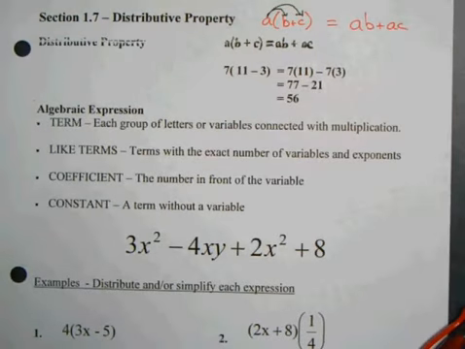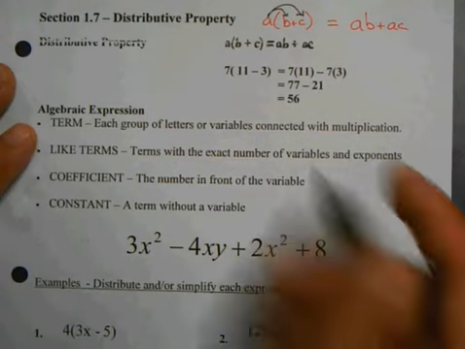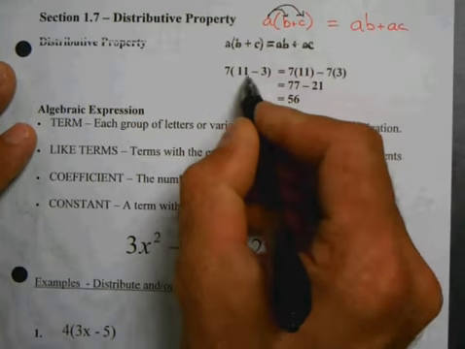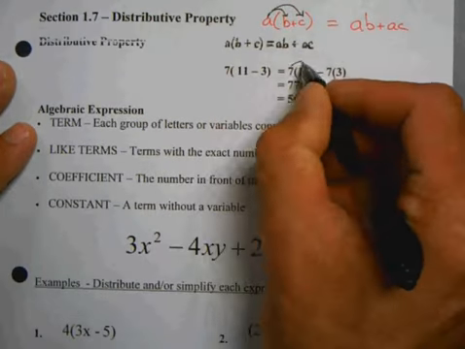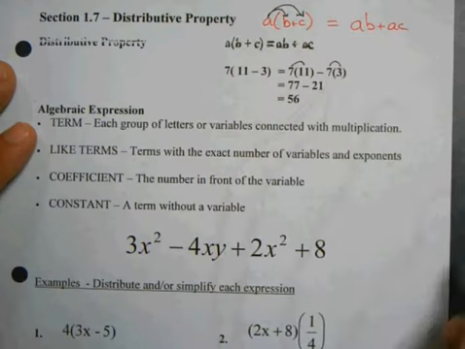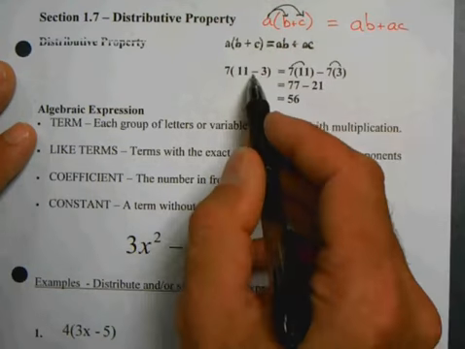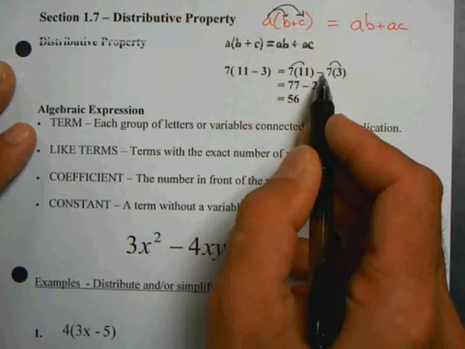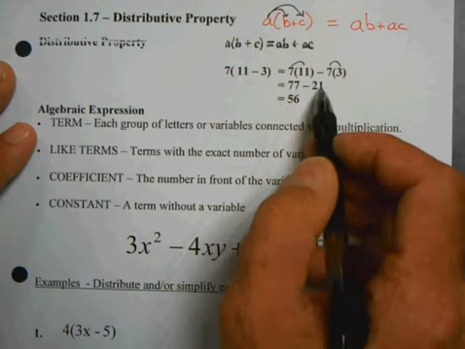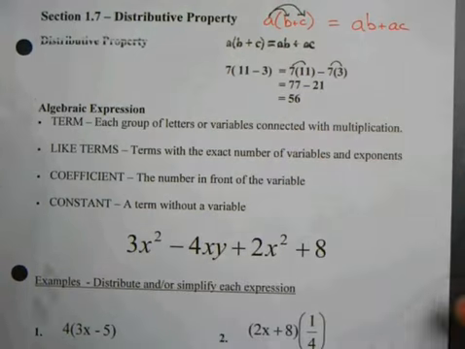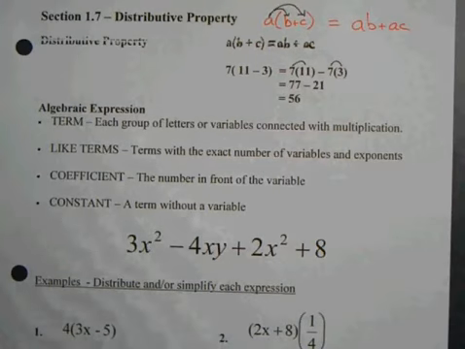As we're looking at problems, we can realize that 7 times the parentheses 11 minus 3 could be 7 times 11 and 7 times 3. Notice the minus sign in the middle carries to the minus sign in the middle. Then you get 77 minus 21, which is 56. Now, I realize that sometimes we simplify parentheses first, and sometimes we don't. So we need to be versatile in terms of either possibility. But distributing is just a very simple way to go through it.